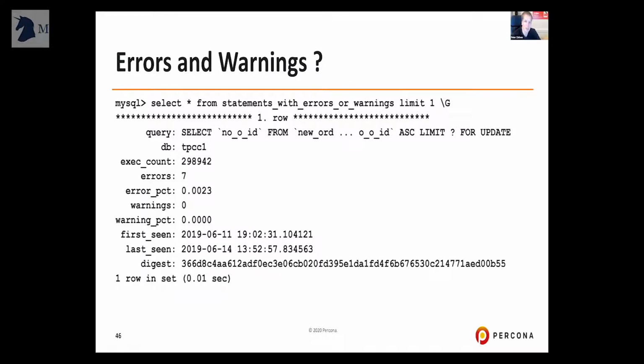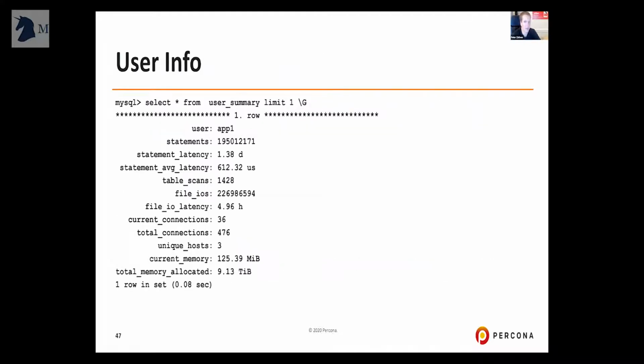Another thing which is using the same data, but is kind of more convenient, is looking at the statements with errors and warnings. Like in this case, we can see this given statement, select for update, was executed so many times. 7 of those were errors, right, which is like a very small fraction of percent, and so on and so forth. Often that can be very helpful to understand what new queries appear which have terminated with errors and why.